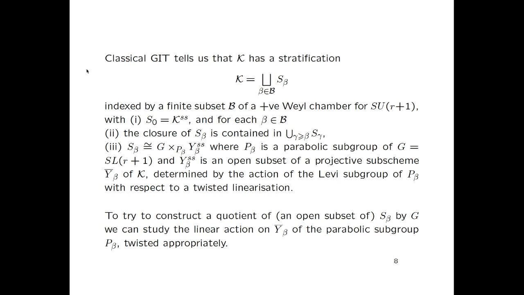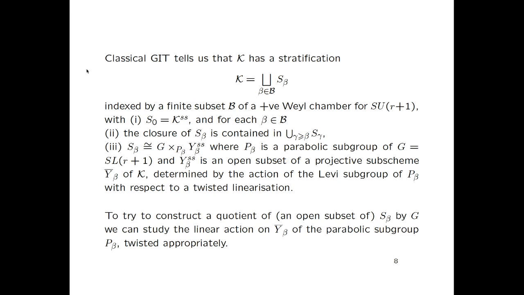Because there's theory from classical GIT for reductive groups, which tells you that if you've got a reductive group acting linearly on some projective variety, as in the case for the construction of moduli spaces of curves, where you've got SL acting on this projective scheme, then you always get a stratification of that scheme, indexed by a finite subset of a positive Weyl chamber for the maximal compact subgroup, SU(r+1) in this case, which has the semi-stable points as the open stratum, and then decomposes into other strata.